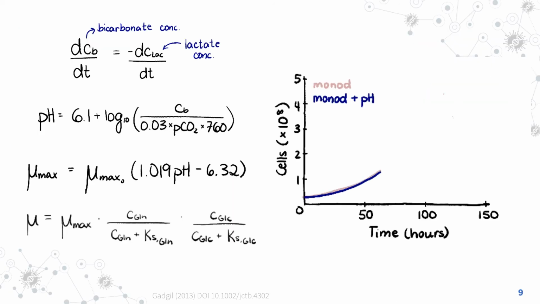Moving forward, further changes can be implemented to refine and optimize the model. One example is the inclusion of pH. A new growth rate was implemented into the system of ODEs to take into account the effect of pH within the system.